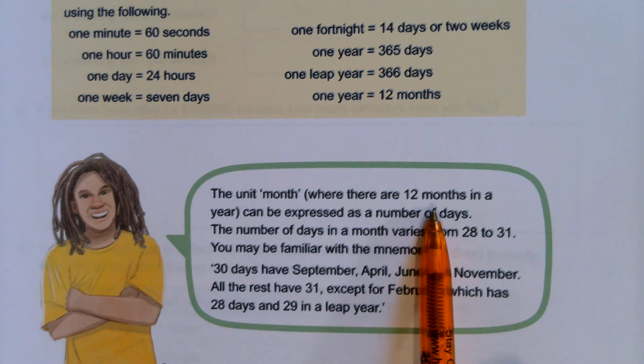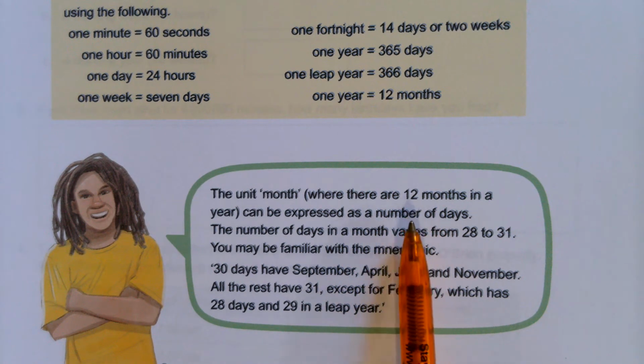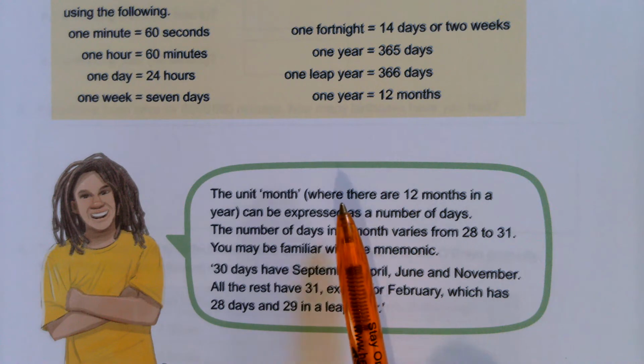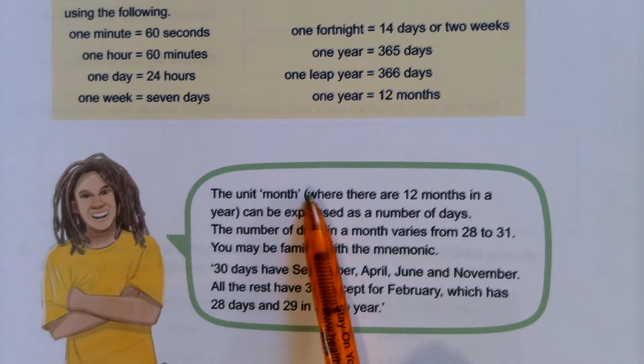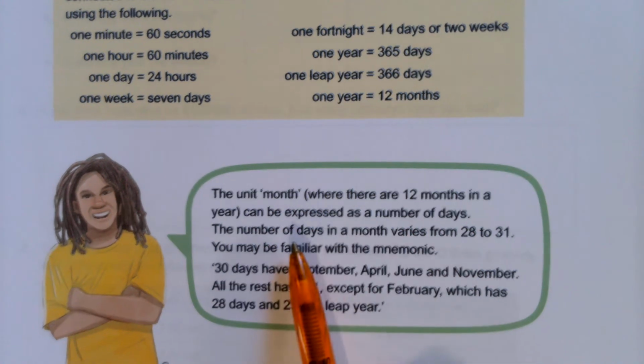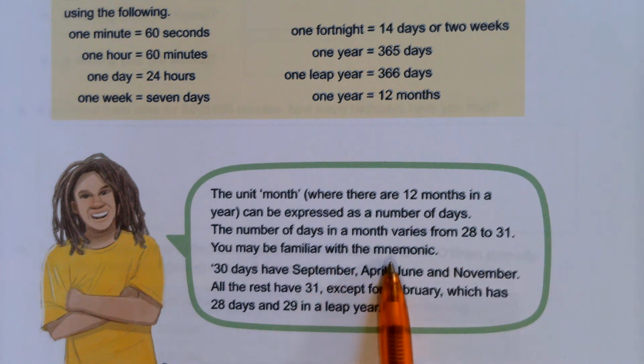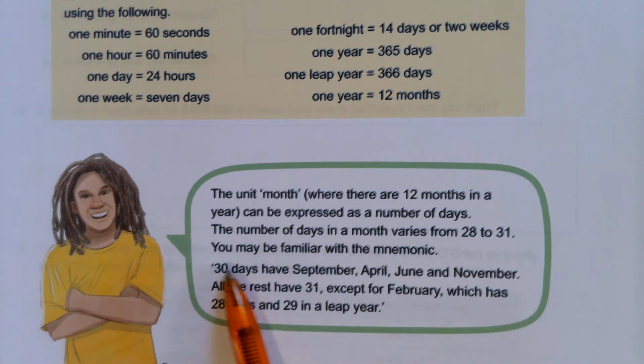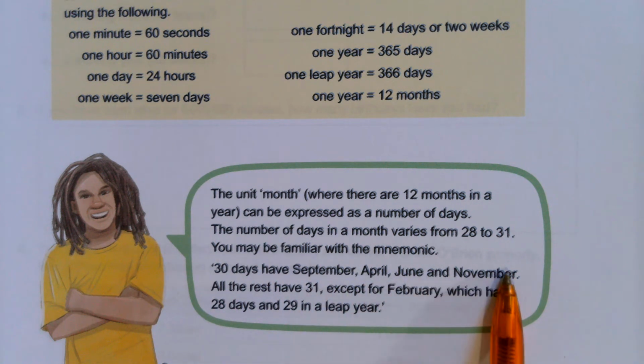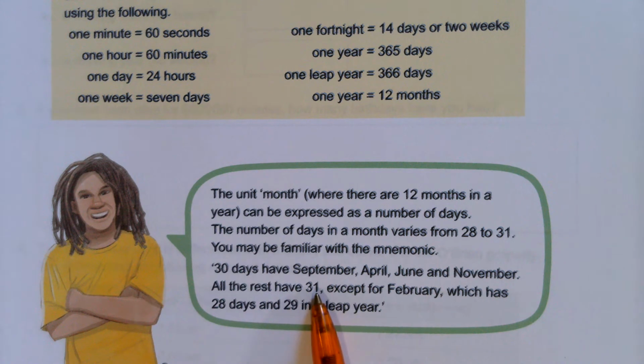This is another piece of information you will have learnt, so copy it down if you have forgotten it. There are 12 months in our calendar year. There are a number of days, and this varies between 28 and 31. And this is the mnemonic you would have learnt. 30 days had September, April, June and November. All the rest have 31, except for February, which has 28 days clear and 29 days in a leap year. Copy that down if you've forgotten it.